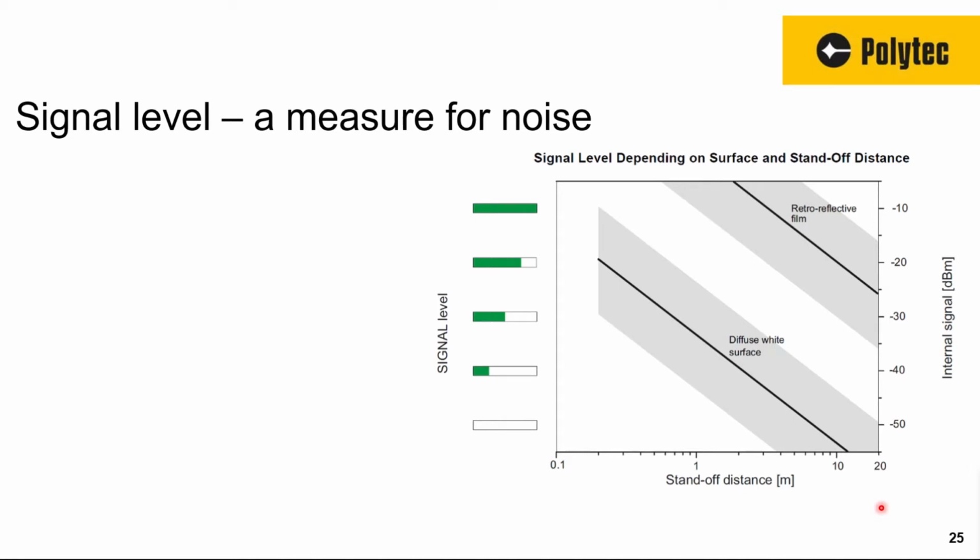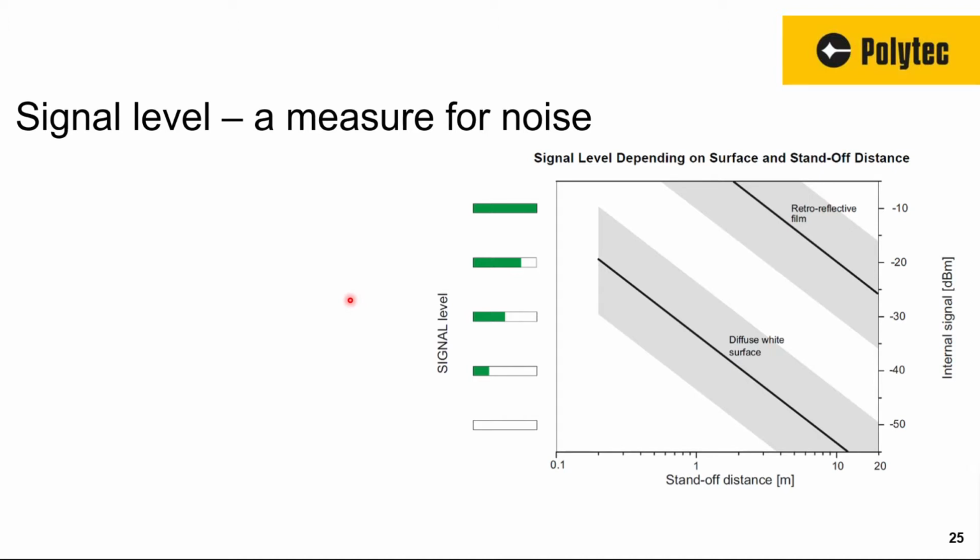Let's look at the signal level, which is a measure for noise. If you look at this graph here, we see there are 2 parameters. One is the standoff distance, and the other one is the reflectivity. If we look at a diffuse white surface, a piece of paper for example, the signal level is somewhere in the middle, and the further you go away, it will drop. And if we look at the retroreflective film, which has the highest reflectivity, we get full signal level, where the diffuse white surface already has a signal drop. So these are the 2 parameters we have.